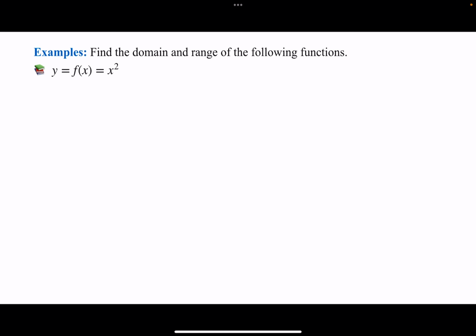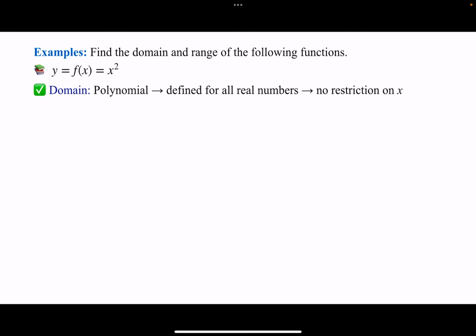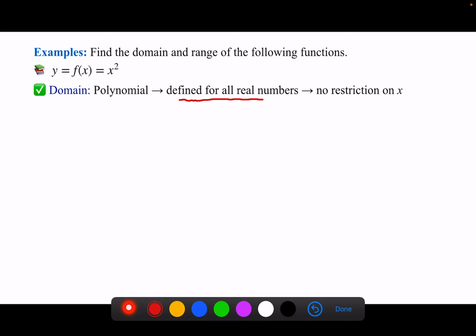Now let's practice finding the domain and range with some examples. First function is y equal to x square. This is a polynomial function and polynomials are defined for all real numbers. There is no restriction on x. So domain is set of all real numbers, D equal to R. It can be written D equal to open interval minus infinity to plus infinity also.